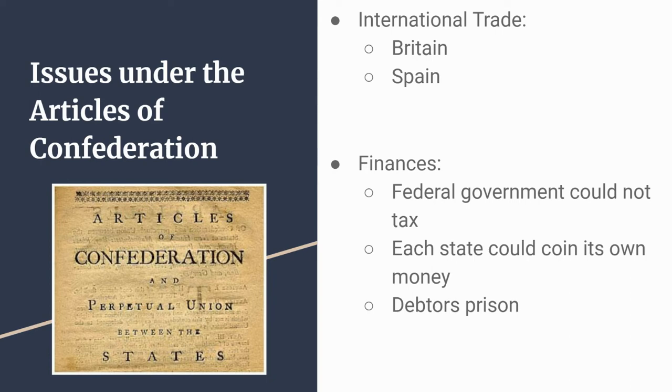First, we want to think about international trade. So there's problems with Britain, and there's going to be problems with Spain. With Britain, they're basically going to deny and not agree to a lot of commercial treaties with the United States. And then Spain is going to cut off America's access to the Mississippi River, which was really important for America because the Mississippi River was a big trade highway.